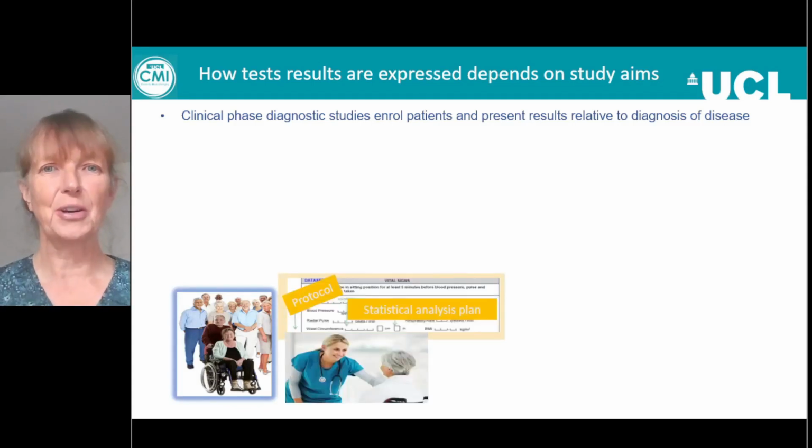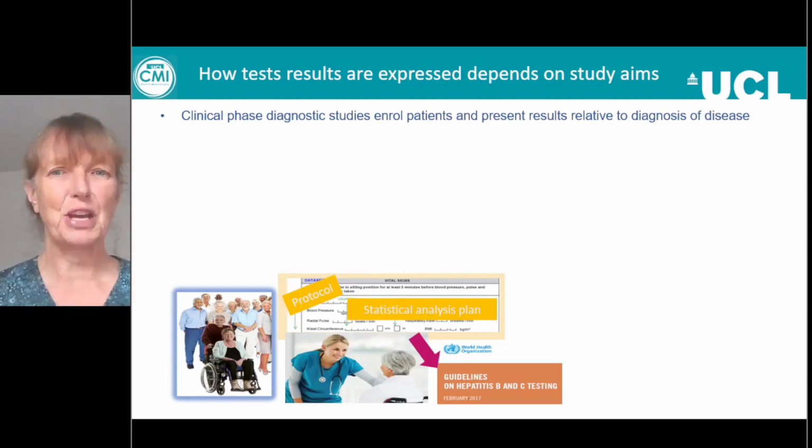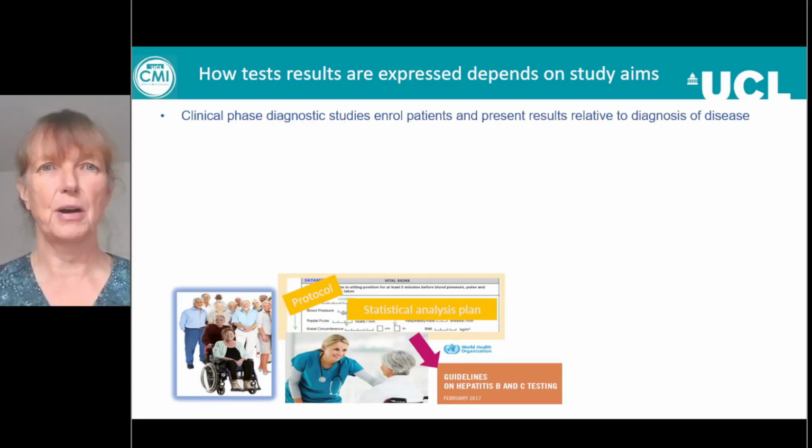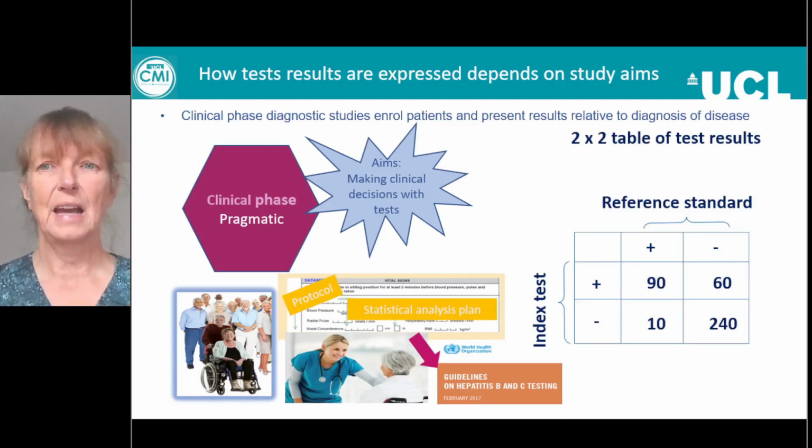Okay, but as you get into late stage studies where you're actually recruiting actual patients, you've got a protocol, you've got a statistical analysis plan, you're recruiting the patients, you're hoping your result is really going to help you with a particular clinical pathway, testing in a particular clinical pathway for a particular disease, and you want to inform guidelines. And this is when you're in that clinical phase, the pragmatic phase. And the aim of these studies is to make clinical decisions with the tests. And that's when we get onto these 2x2 tables of test results.